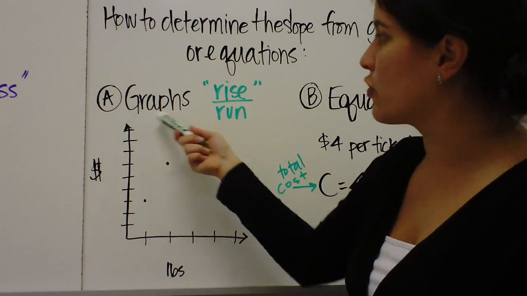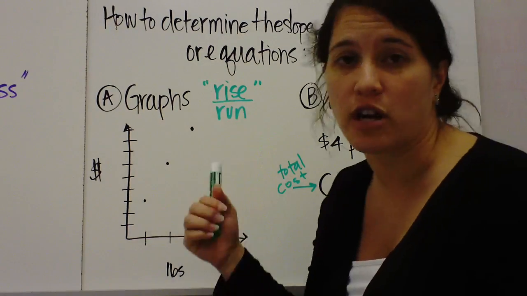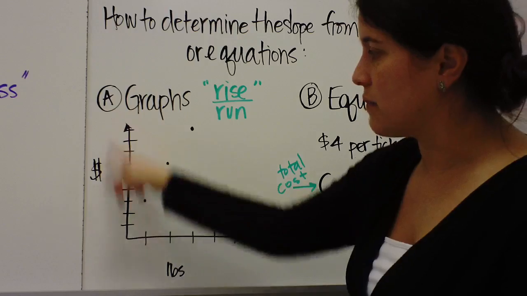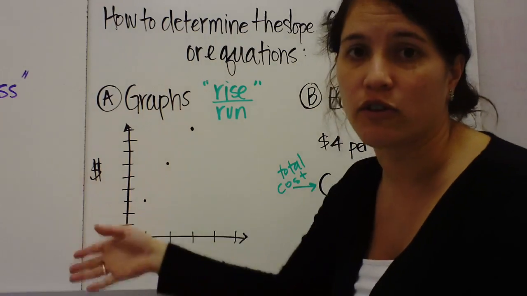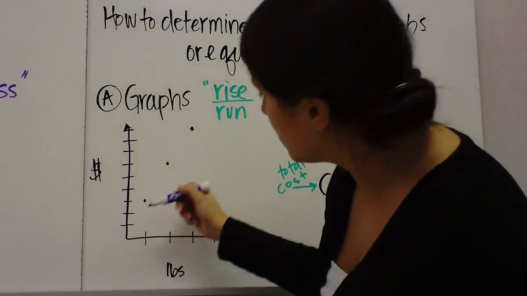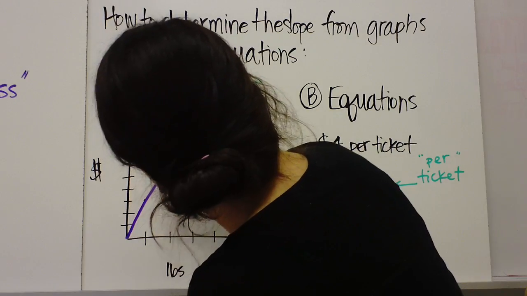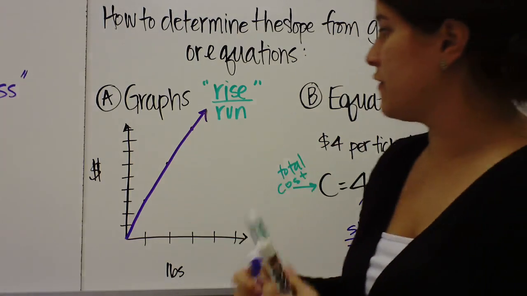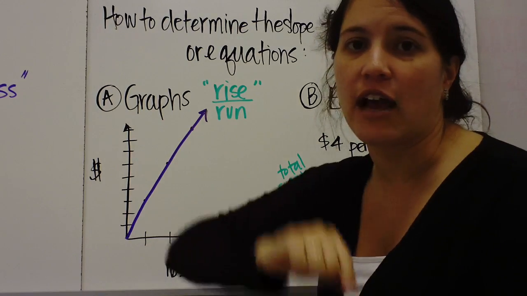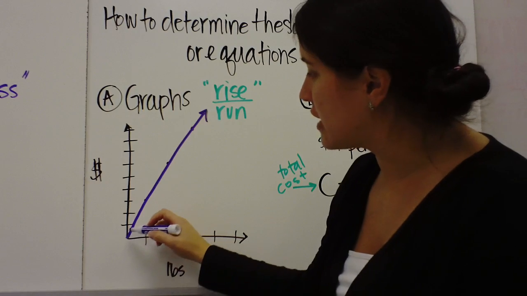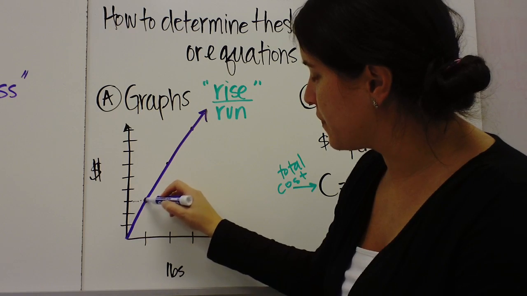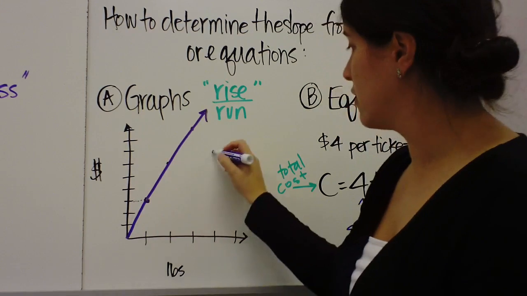In this first example, for a graph, you have to use rise over run, which we've already talked about. Here's a graph of something that costs money in pounds, something you'd buy at the grocery store. You see my points? If I were to connect the points, I would have a line, and my slope is rise over run. I need to count up first. I start here and count up: 1, 2, 3, to get even with this dot. Do you see I counted up 3?